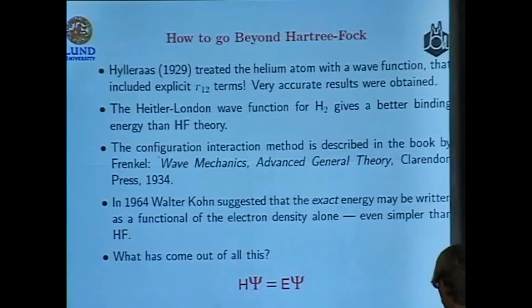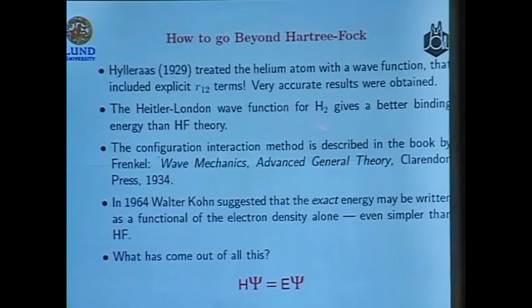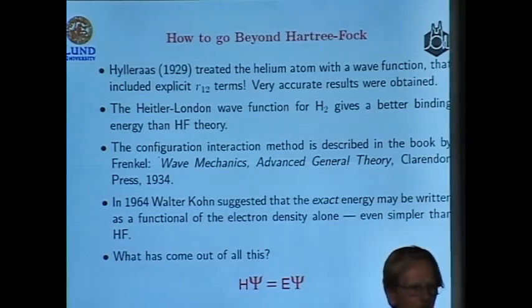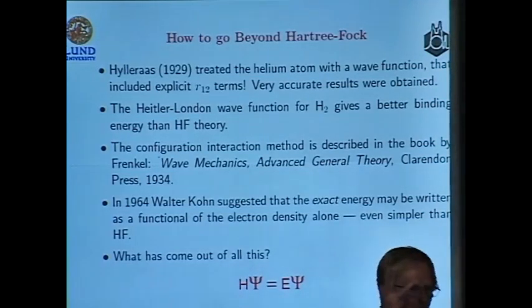And this all goes back to a man called Kohn from 1964, who had suggested an alternative to Hartree-Fock, which he called density functional theory, where he showed that the energy of a quantum mechanical system can be described if you know the density. A wave function is a very complicated function of all the variables of the electrons and so on. The density is a function of 3 variables.